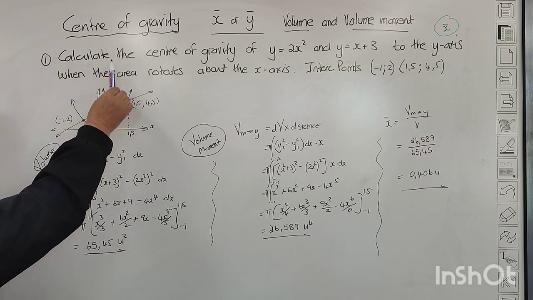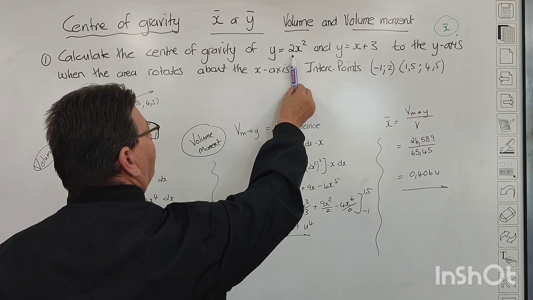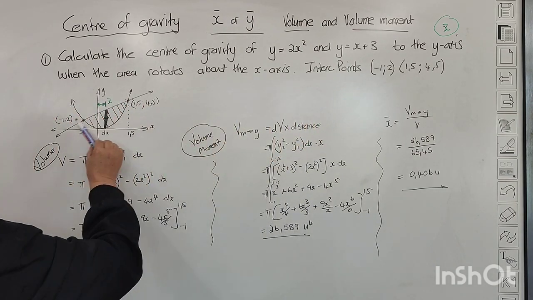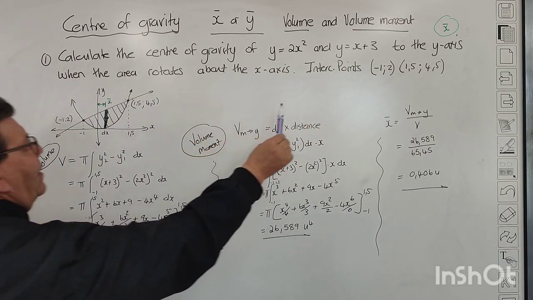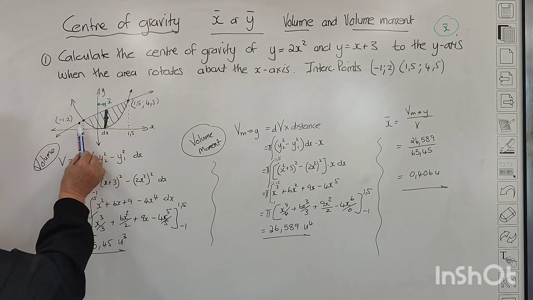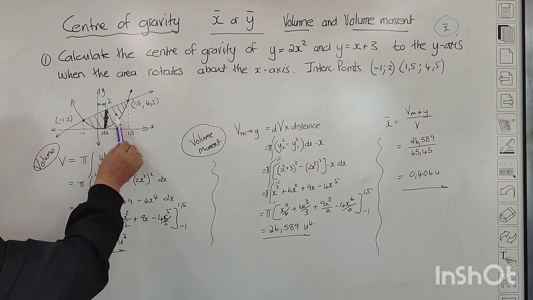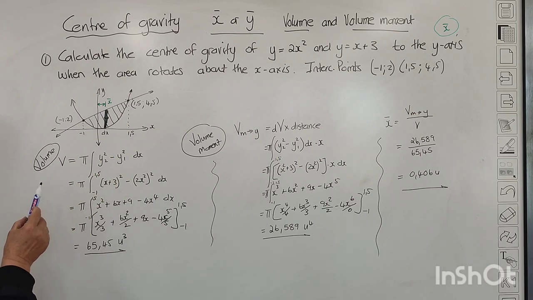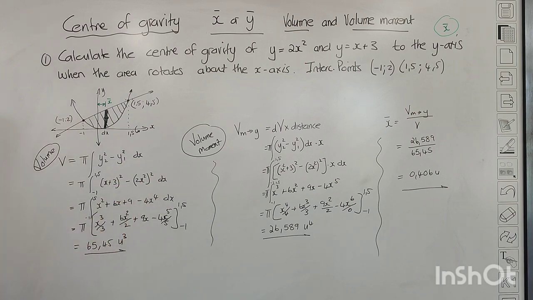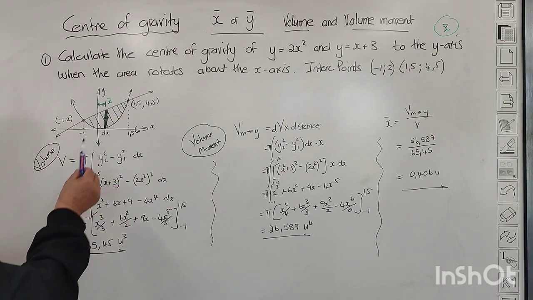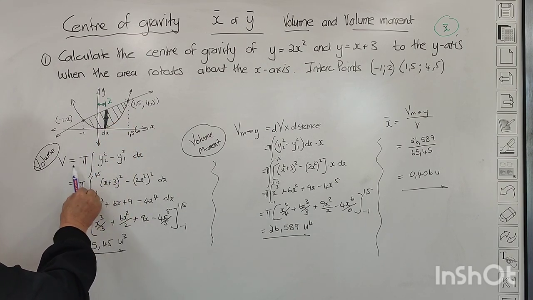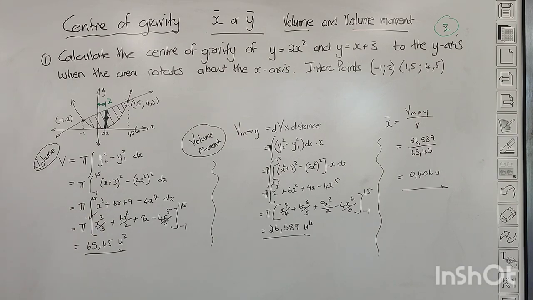So in this calculation, I've been given the equation of y equals 2x squared and the straight line y equals x plus 3. And when I draw these two graphs, the intersection points are minus 1 and 2, and 1.5 and 4.5. I indicate my intersection points, show the area, and they say this area rotates about the x-axis. So in order to know the rotation, my strip is like this, I'm rotating like this, so I can use the normal method of calculating my volume.